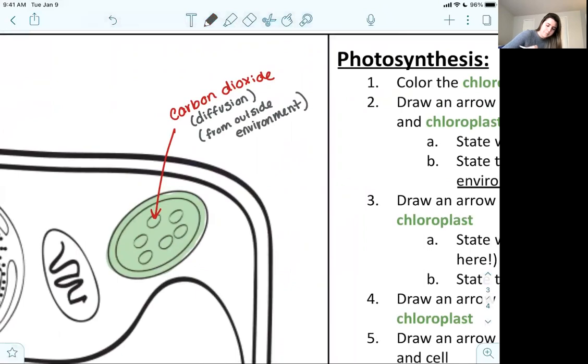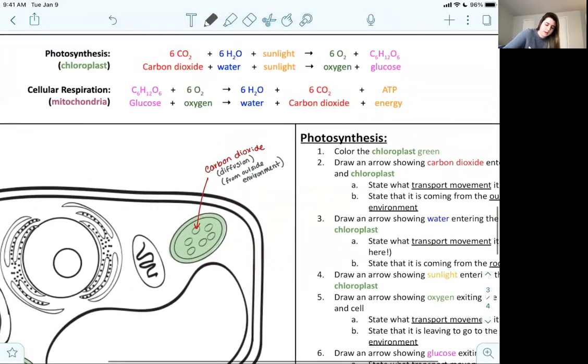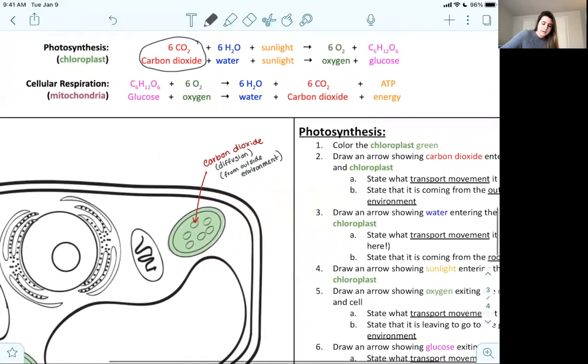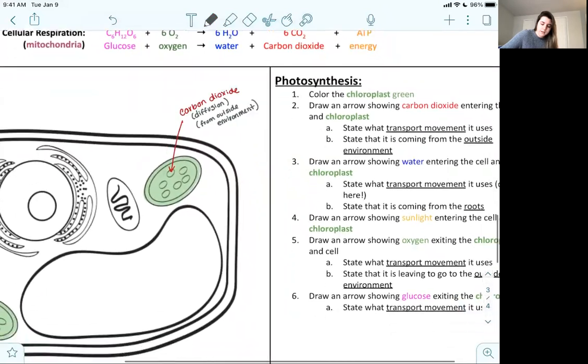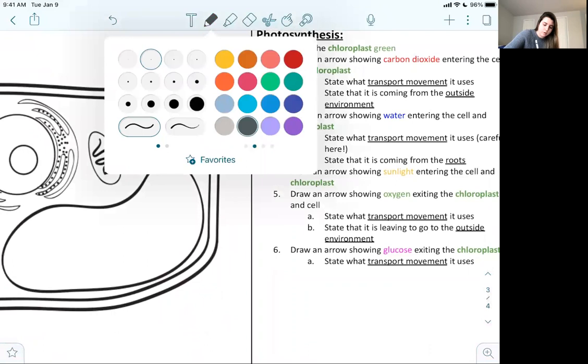Okay. There's our carbon dioxide. That's an input of photosynthesis. We see that up here in our equation. The next input of photosynthesis is water. So step number 3 says draw an arrow showing water entering the cell and the chloroplast.